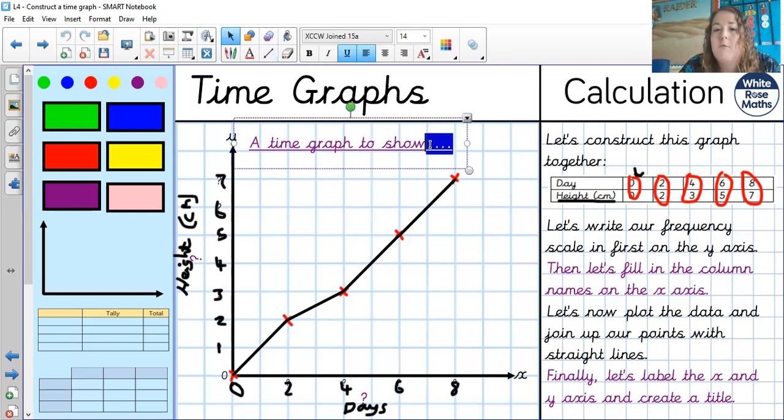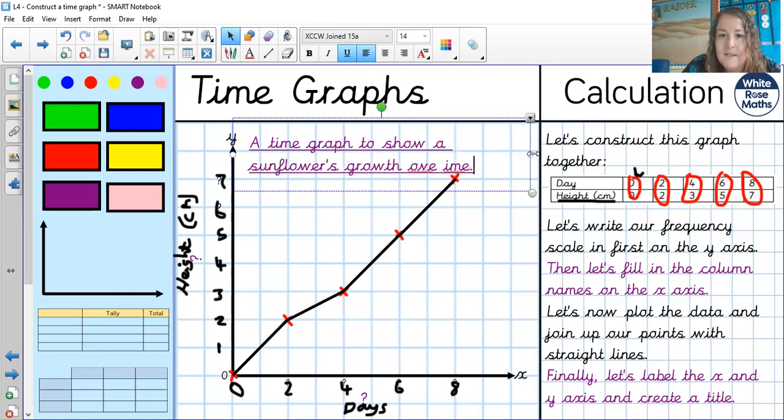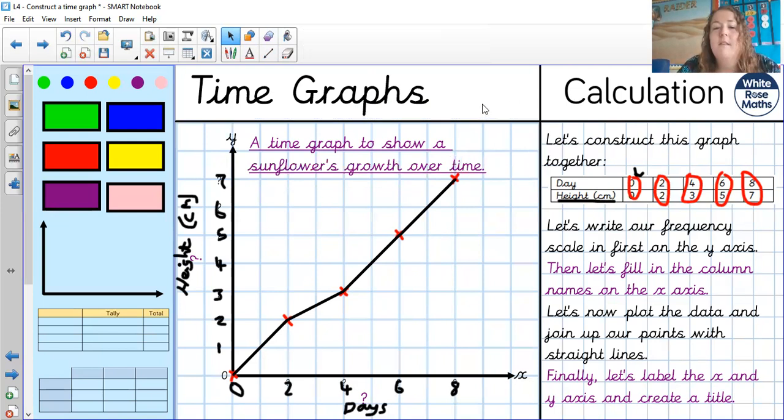So this might be a time graph to show a plant growing. So it might be a sunflower. So sunflower's growth over time. Oh, let me pop that there so you can see it. It would help if I could spell it. There we go. So this might be a graph to show a sunflower's growth over time.